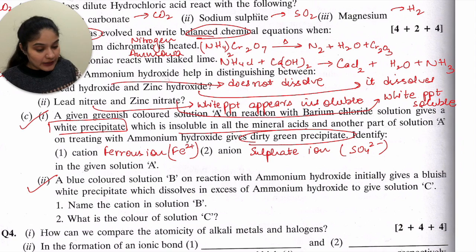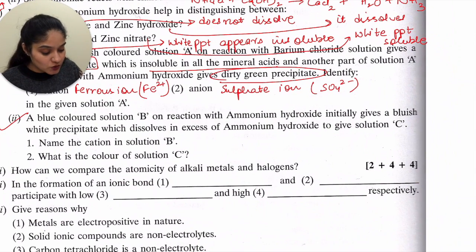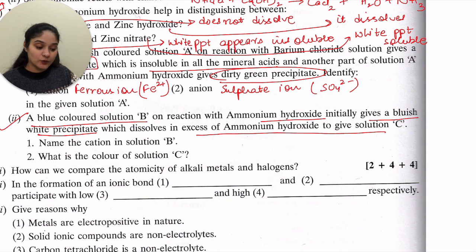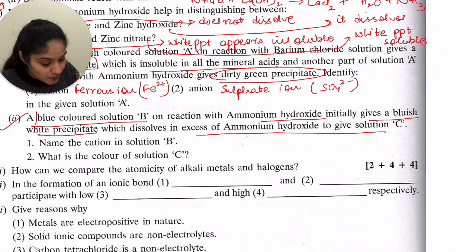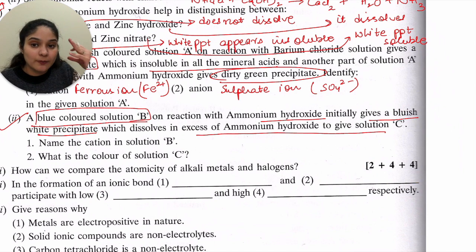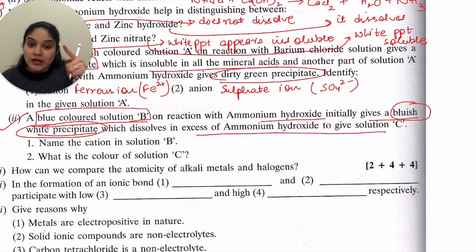Then in the second part, a blue colored solution B on reaction with ammonium hydroxide gives a bluish white PPT which dissolves in excess ammonium hydroxide to give a solution C. Whenever you have a blue colored solution B, always think about something around copper. And you are also getting a bluish white PPT, so keep thinking around copper, because when it dissolves in excess solution, you get a deep blue solution.